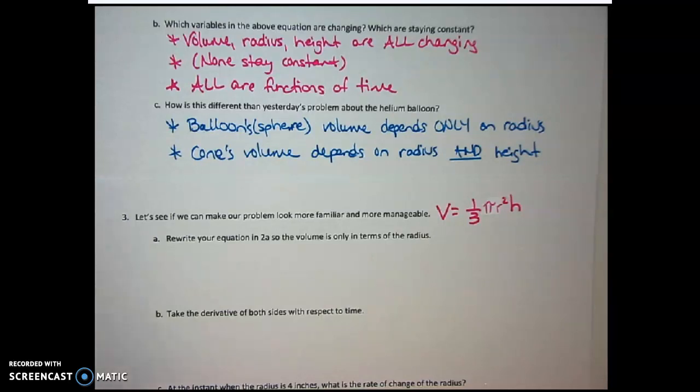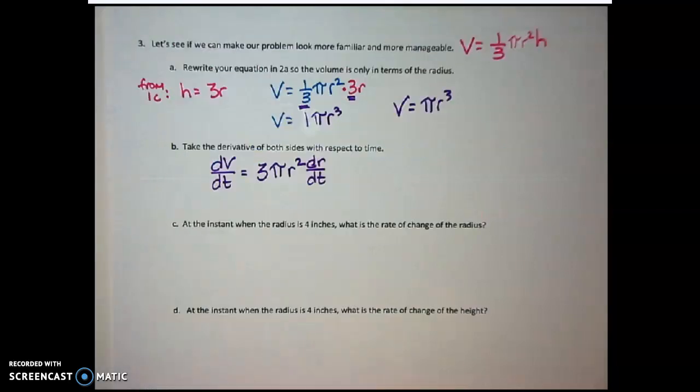So I'd like you to go back and look at what we have written down for 1c. Go ahead and pause the video and do parts A and B. So remember that h equals 3 times r, so replacing my h with that 3r, and then simplifying, 1/3 times 3 gives me 1, and r squared times r is r cubed, so my volume is pi r cubed.